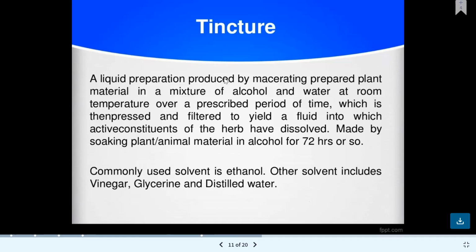Tincture is a liquid preparation produced by macerating prepared plant material in a mixture of alcohol. So this is the plant extract, and a mixture of alcohol and water is added at room temperature over a prescribed period of time.